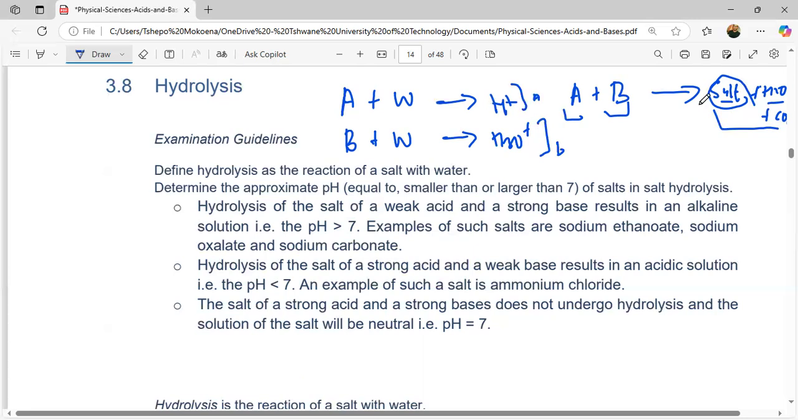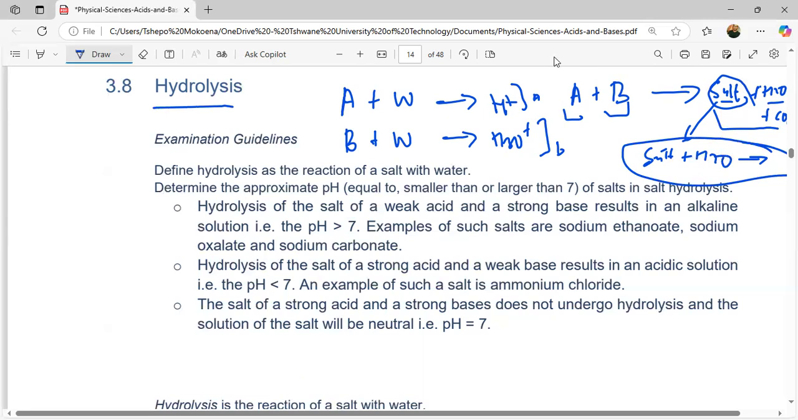When acid and base react together, we're going to form salt. This is what I'm interested in, salt. So what's going to happen during neutralization, we're going to take this salt and react it with water. When this salt reacts with water, that's what we mean by hydrolysis. That's hydrolysis, when salt reacts with water.